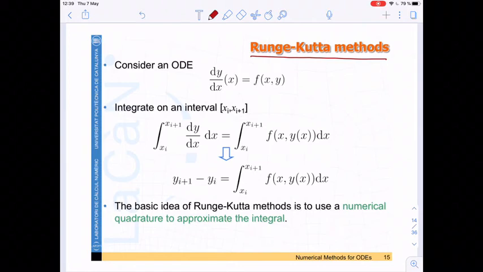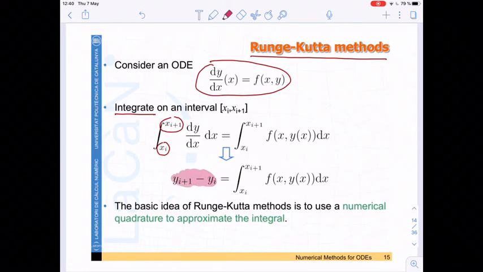These methods, instead of being based on the approximation of the derivative, are based on integration. Consider the following idea. We start with our first order ODE, okay? And what we do is integrate the left-hand side and right-hand side of the equation over a subinterval from x_i to x_i plus 1. Now, of course, in the left-hand side, we obtain simply the difference between y_i plus 1 and y_i, and in the right-hand side, we retain the integral of function f. Well, the basic idea of Runge-Kutta methods is simply to use a numerical quadrature to approximate this integral in the right-hand side.